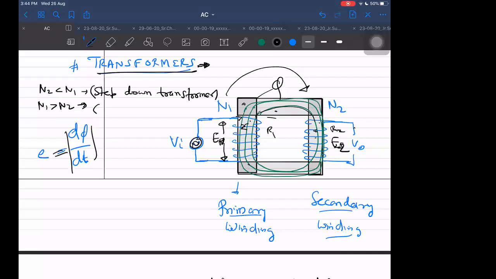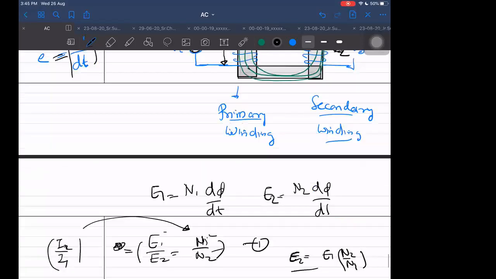And when the voltage is increased, wait a second, is it right? Yes, right. N1 more means E1 more. Sorry, the second should be written this way: N2 more. N2 more means the output will be more, so it will be a step up transformer. Step up means the output voltage is more than the input or primary voltage. The secondary voltage is more, so we call it a step up transformer. So two kinds of transformers are possible, step up and step down.